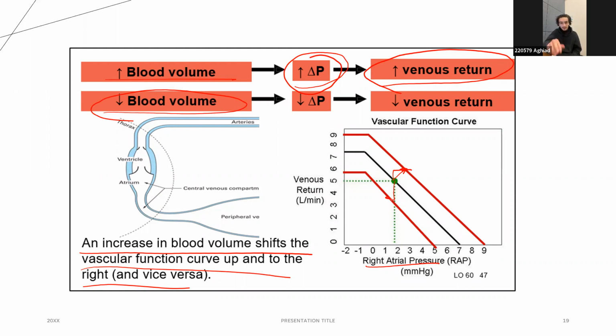So could we say these have a direct proportional relationship? Yeah, I guess, you increase blood volume, so you increase venous return, and you also increase right atrial pressure. So yeah, I guess a directly proportional relationship. All right.